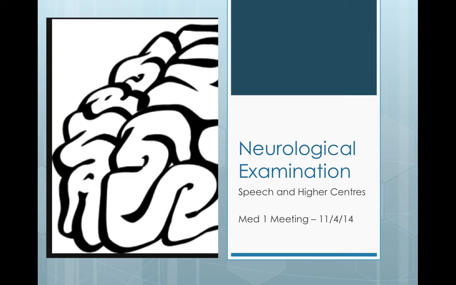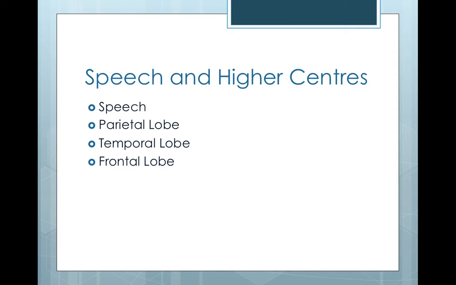Okay, so today I'm going to talk about the neurological examination of the speech and higher centres. What we're going to cover is speech, and then we're going to talk about parietal lobe function, temporal lobe function, and frontal lobe function. I'm not going to talk about occipital lobe specifically here because that's assessed elsewhere in cranial nerves.